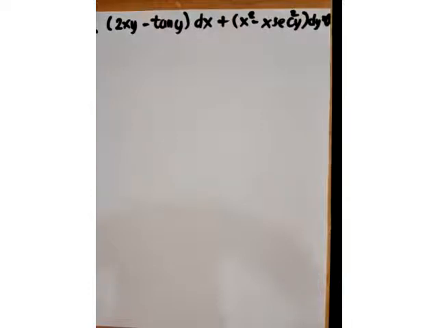2xy minus tangent y dx plus x squared minus x secant squared y dy. Is that exact or not exact?